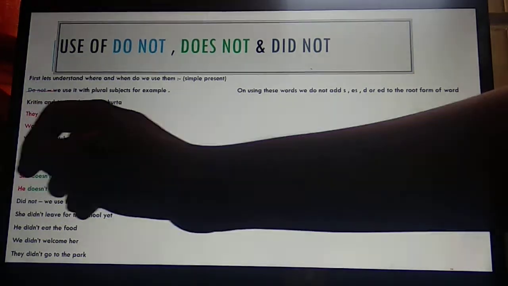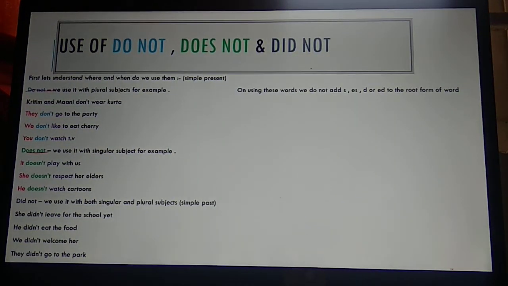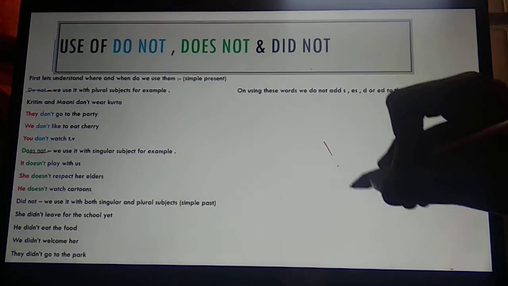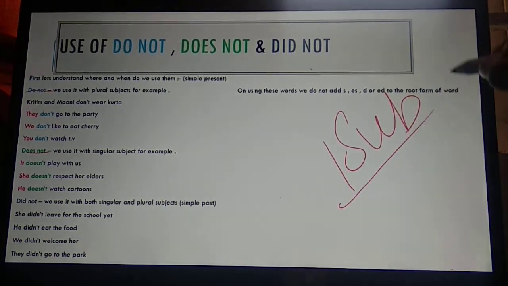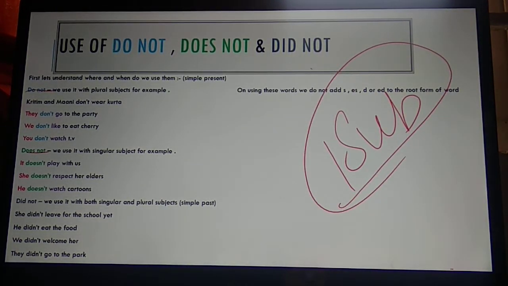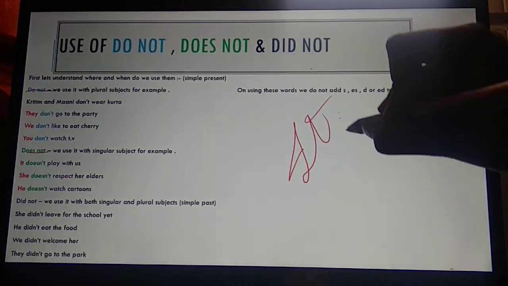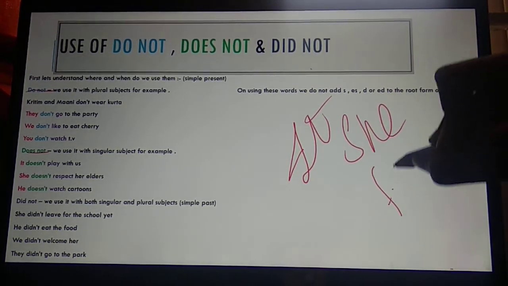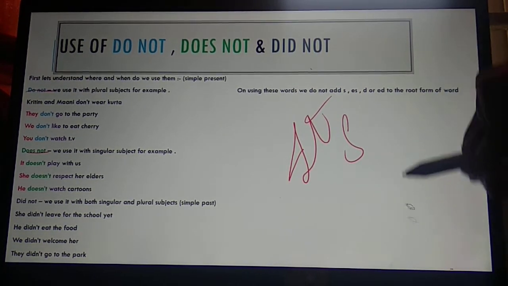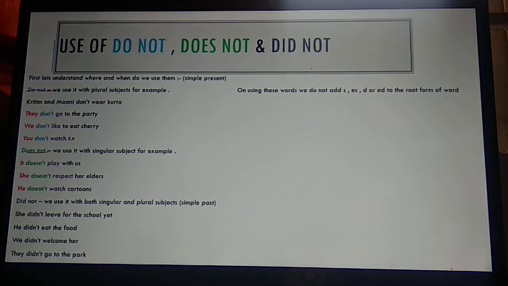Now, where do we use does not? So we use it with singular subjects. That means only one subject, right? We use this in case of only one subject, like it, she, he. Only one subject, a singular subject. For example, it doesn't play with us. She doesn't respect her elders. He doesn't watch cartoons. So here we are going to use does not as they are singular subjects, as in these sentences only one subject is there.